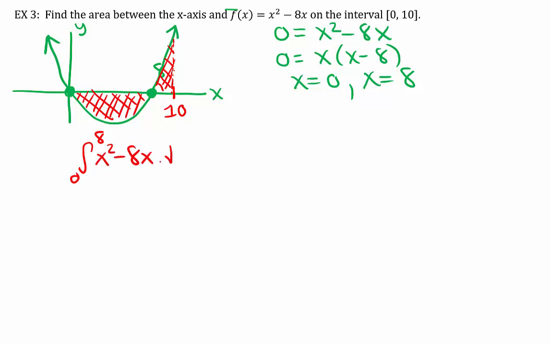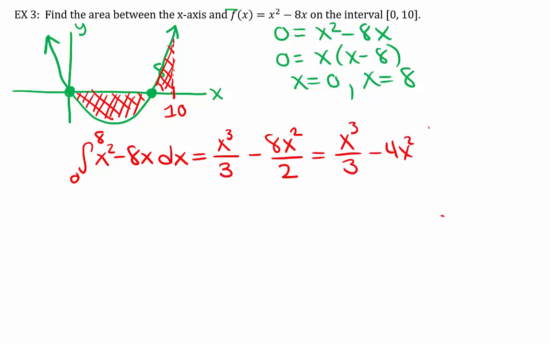So I'm going to start by integrating the function from 0 to 8. If I do this correctly, I should get a negative answer. So let's see, if I integrate, I get x cubed over 3 minus 8x squared over 2, or x cubed over 3 minus 4x squared. And I'm going to have to evaluate at 8, evaluate at 0, and subtract them.